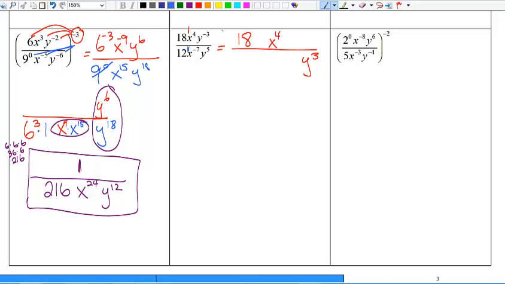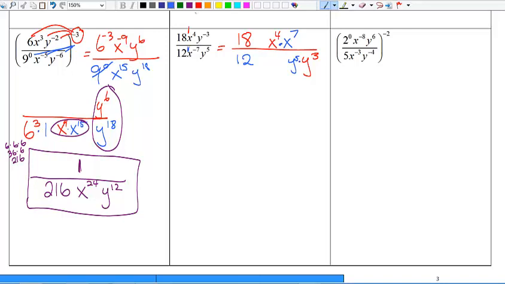I had 12 to the positive 1. The exponent was positive, so it doesn't move. x to the negative 7 had a negative exponent, so he's going to move. He was downstairs, so you move him upstairs. And then y to the 5 stays downstairs because he is positive.